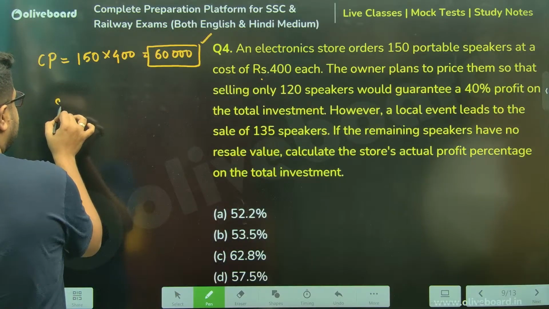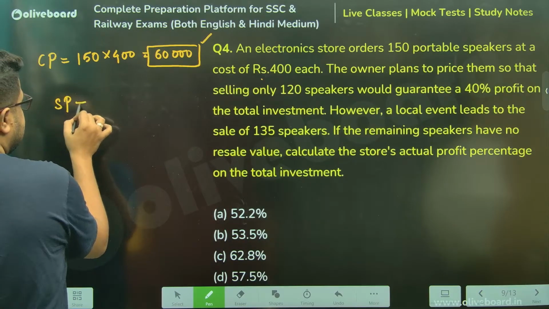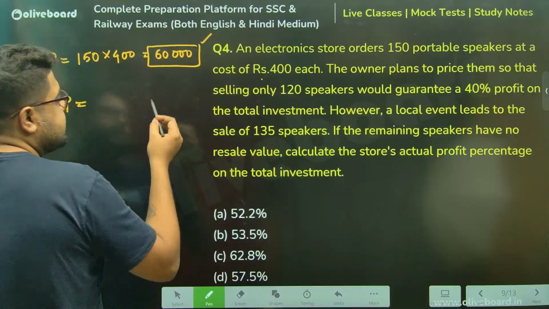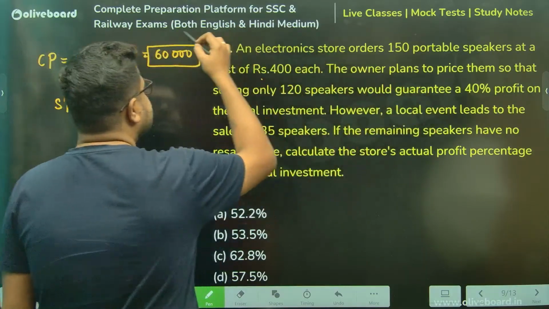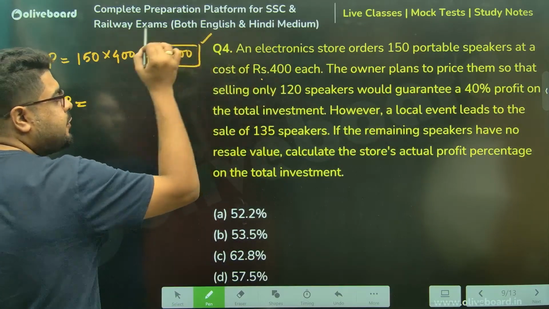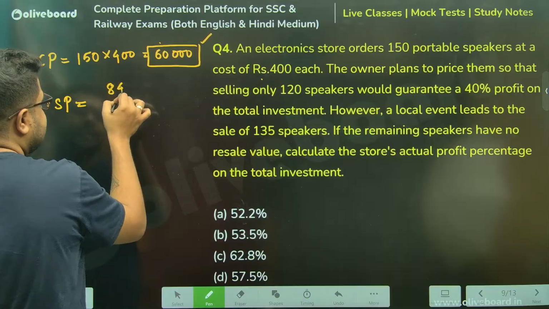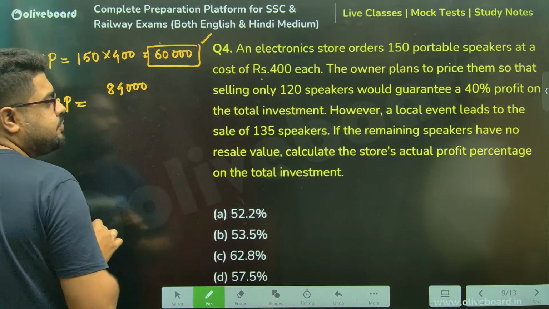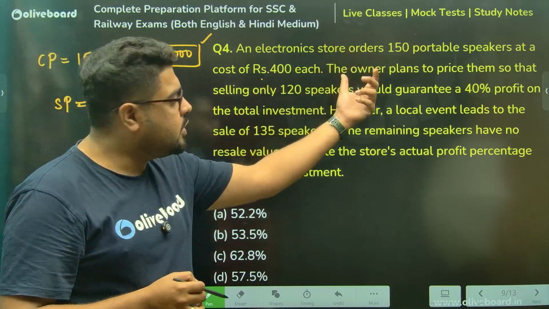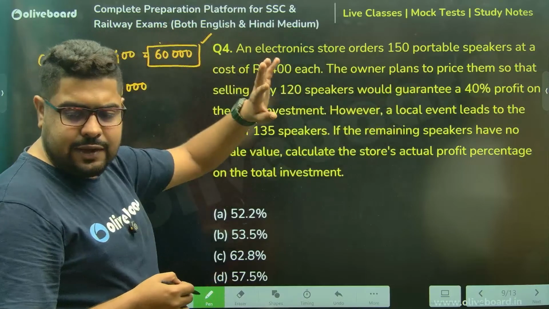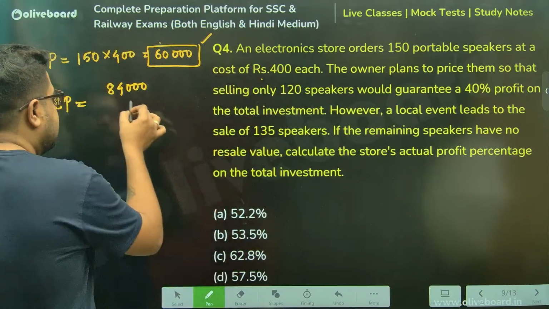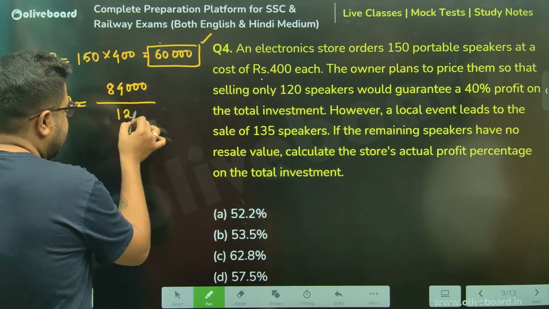So the planned SP, sir, is 40% profit on this CP. So 6 fours are 24, so SP must be 84,000, sir, because 140%, 14 6s are 84. That also works. Similarly, buy 120 speakers.